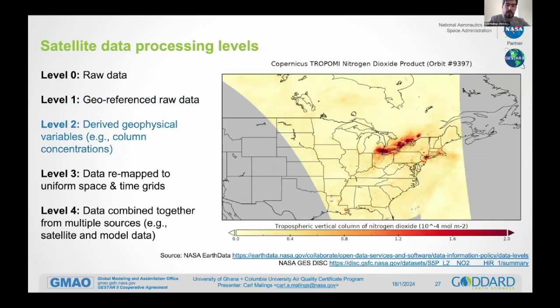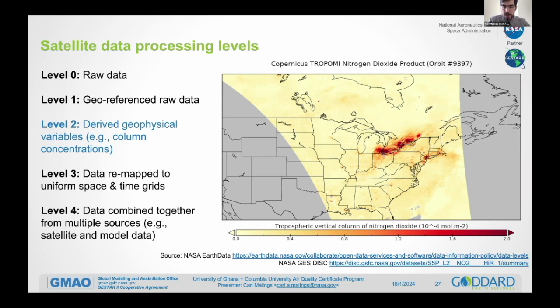Where we start getting useful information is at level 2. At level 2, we apply the retrieval algorithm and retrieve or derive the geophysical quantities we're interested in. So basically the properties of the atmosphere that we care about, for example, in this case, the nitrogen dioxide column concentration. Again, these are now georeferenced to locations on the Earth, and it's a geophysical quantity, something we actually care about. As you can see in this image, it's still at the raw resolution of the satellite, so where each specific pixel falls on the Earth's surface depends on where the satellite was.